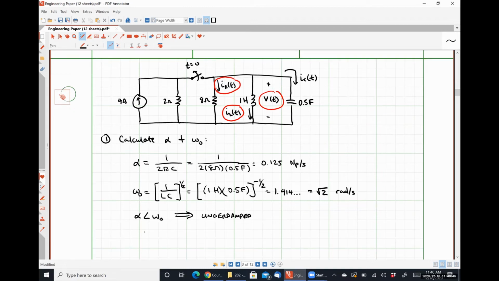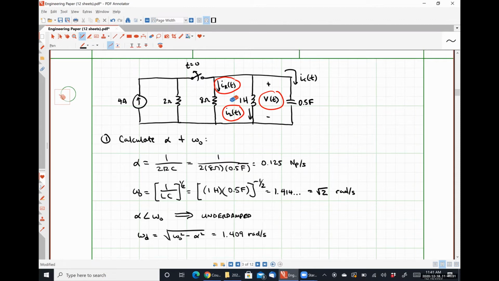And while we're at it, we may as well go ahead and solve for omega d, which is again going to be the square root of omega naught squared minus alpha squared. So that is the square root of 2 minus 0.125 quantity squared, the square root of 127/64, which is 1.409 radians per second.